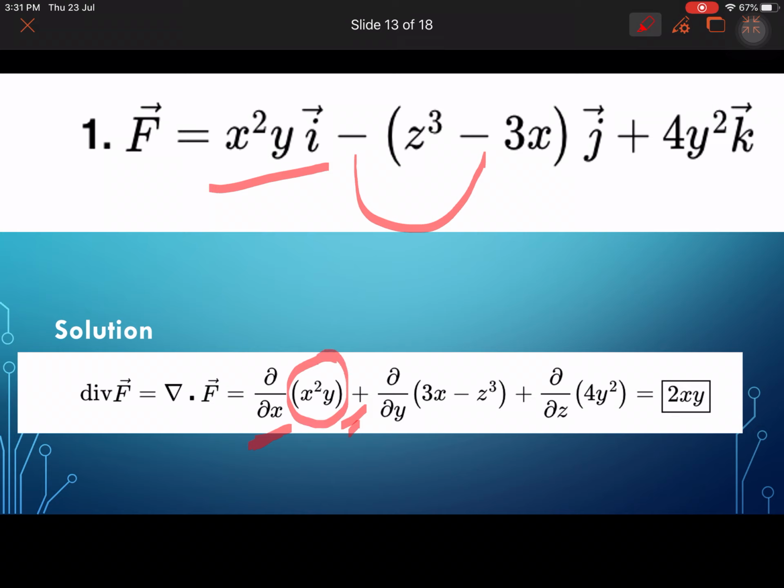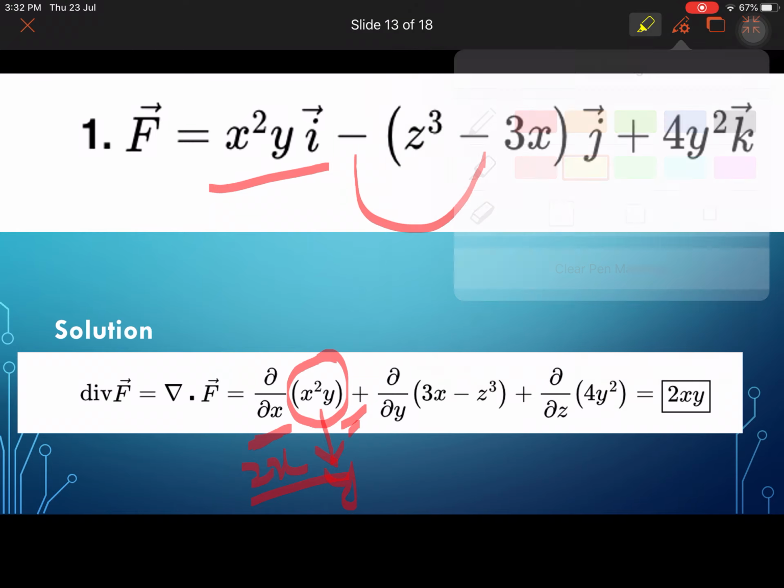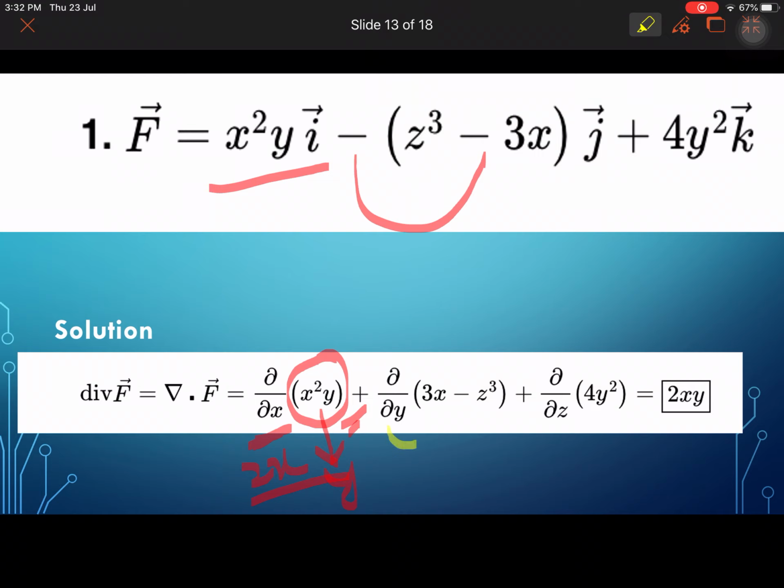So that means we have to take the derivative of only x square, that means 2x, and this y is common, this y stays as it is. So 2x into y here. With respect to y we are differentiating x, so its value is 0. With respect to y we are differentiating z, so this value is also 0. That means 0 minus 0 is again 0.